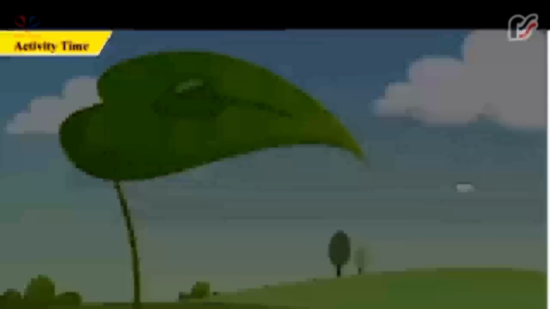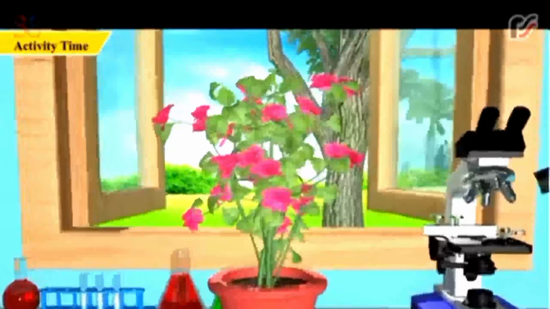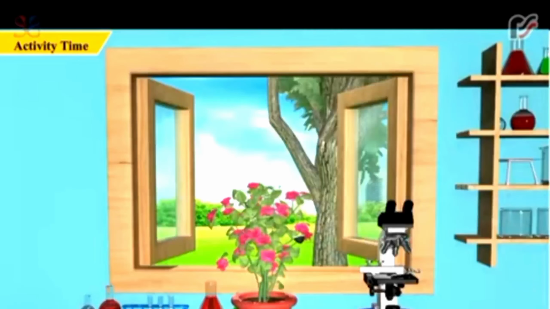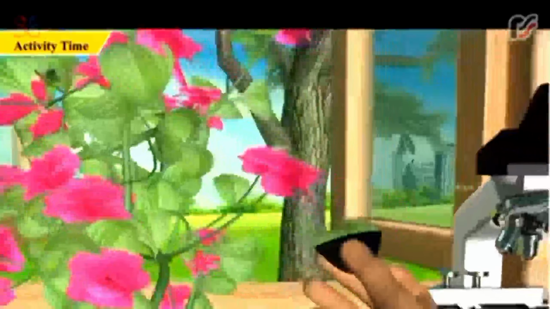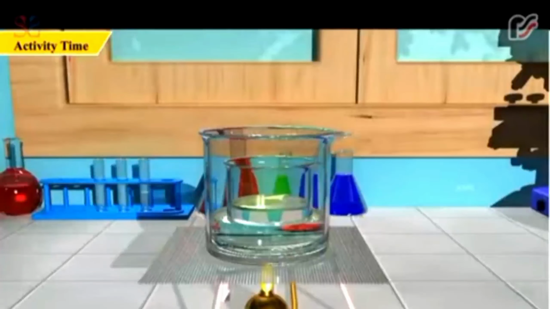These veins help in transporting water, minerals and food to all parts of the leaf and to other parts of the plant. They also provide strength to the leaf blade and help maintain the shape of the leaf. The underside of a leaf has many tiny pores called stomata. These pores are so small that we cannot see them with unaided eyes.